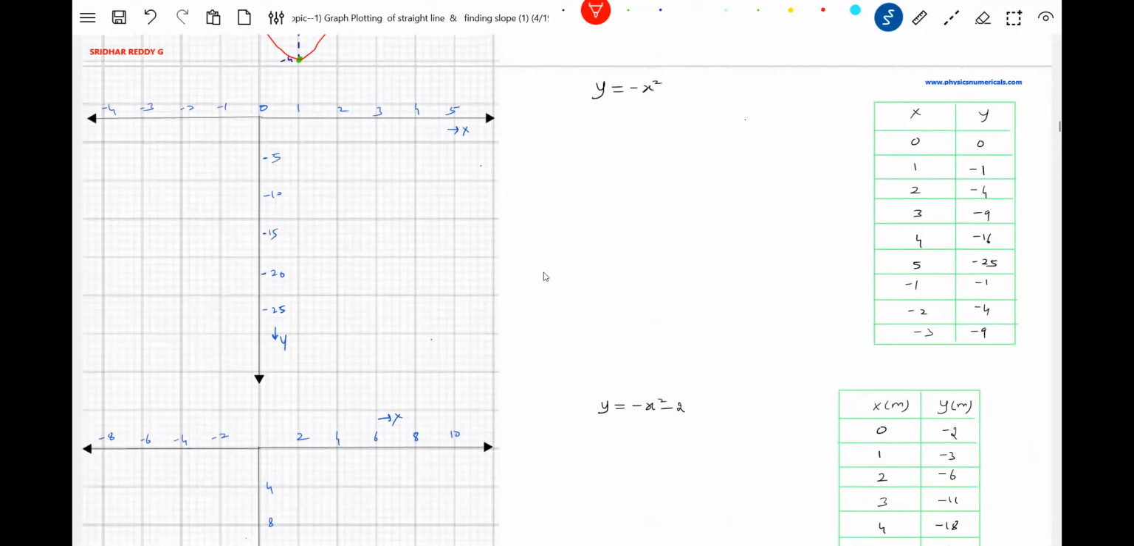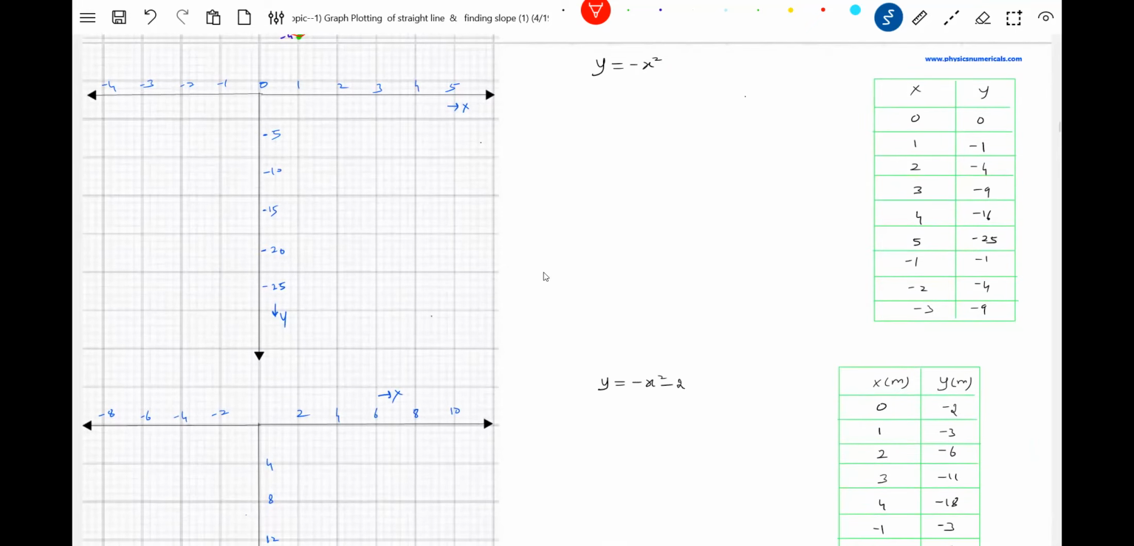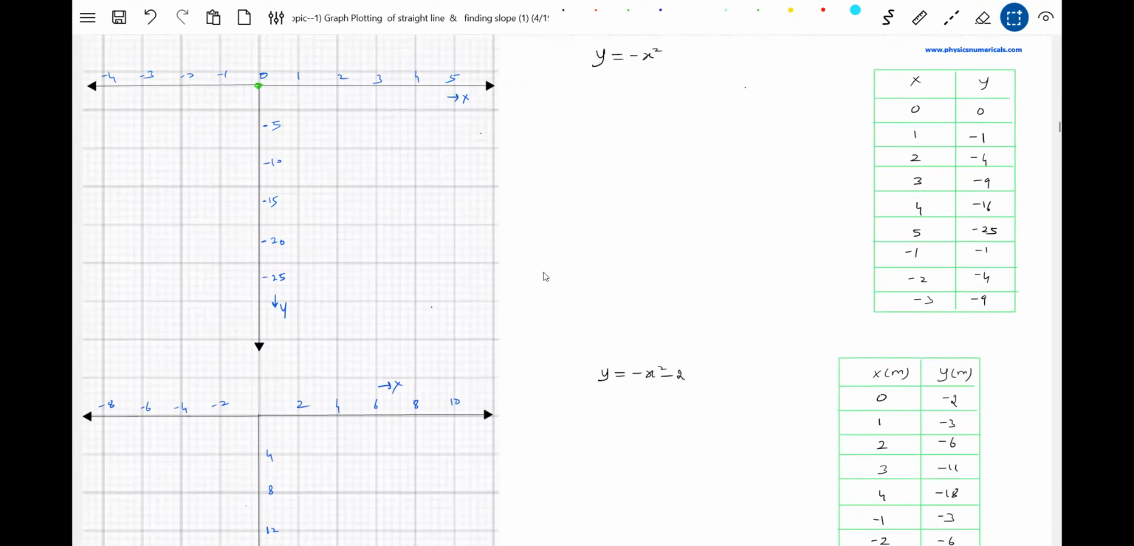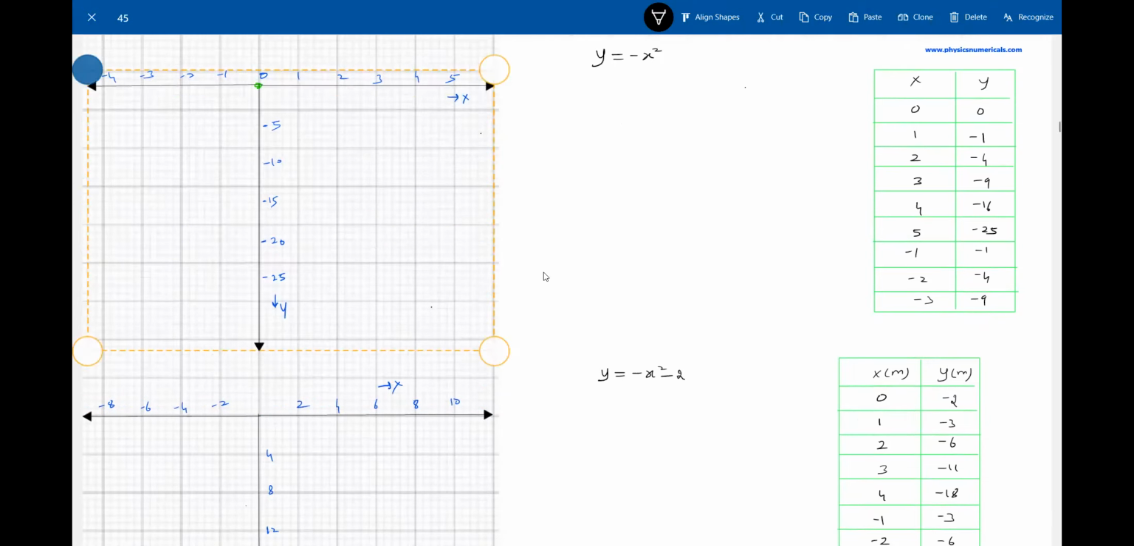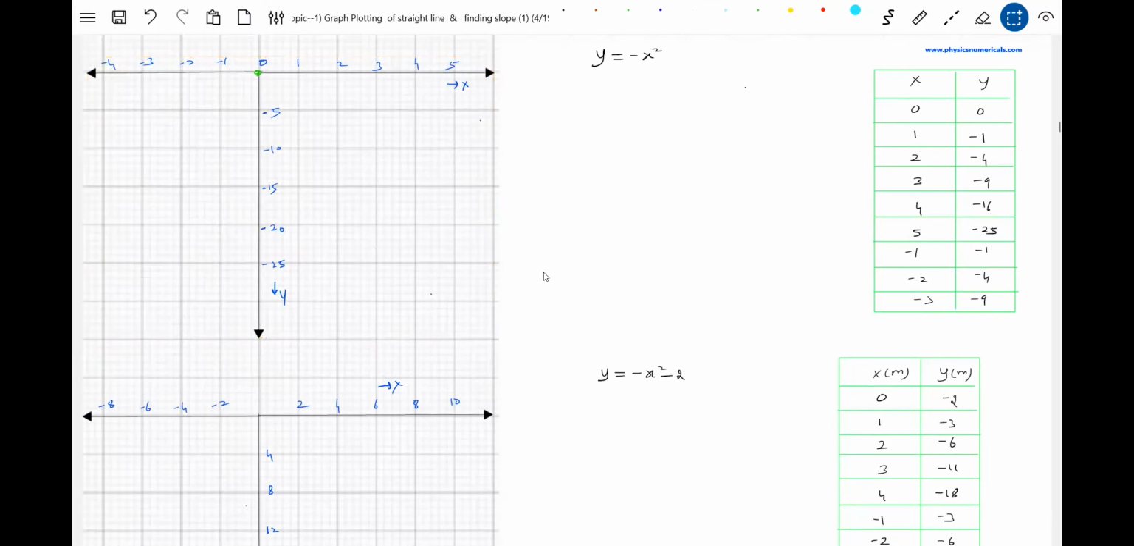Now, we'll take the next one. We just have to explore things, nothing else there. There's a method; I'm just showing the methodology of the graph, nothing big here. X equal to 0, y will be 0. X equal to 1, it will be -1. X equal to 2, -4. X equal to 3, -9. X equal to 4, -16. X equal to 5, -25.